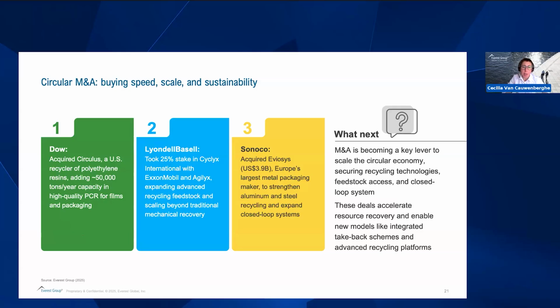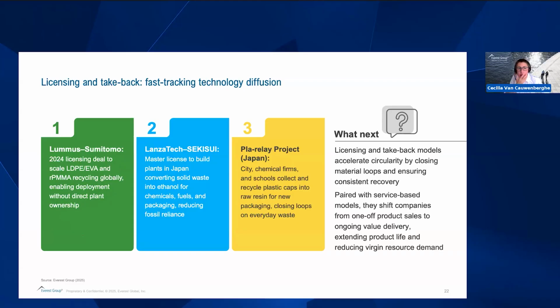So these three transactions together highlight the synergy between technology readiness and strategic timing. So, acquiring at the point where processes are proven, demand is growing, and regulation enforces differentiation. In the next slide, we will see one final angle: licensing and take-back for fast-track technology diffusion.